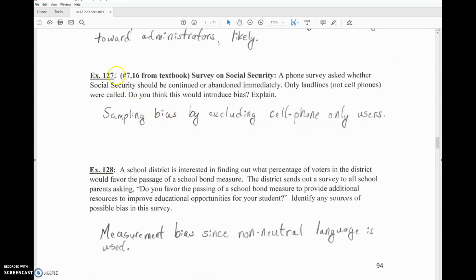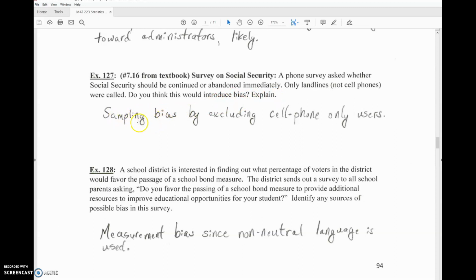Example 127, also from your textbook, survey on Social Security. A phone survey asks whether Social Security should be continued or abandoned immediately. Only landlines, not cell phones, were called. Do you think this would introduce bias? Explain. Certainly sampling bias would be introduced.